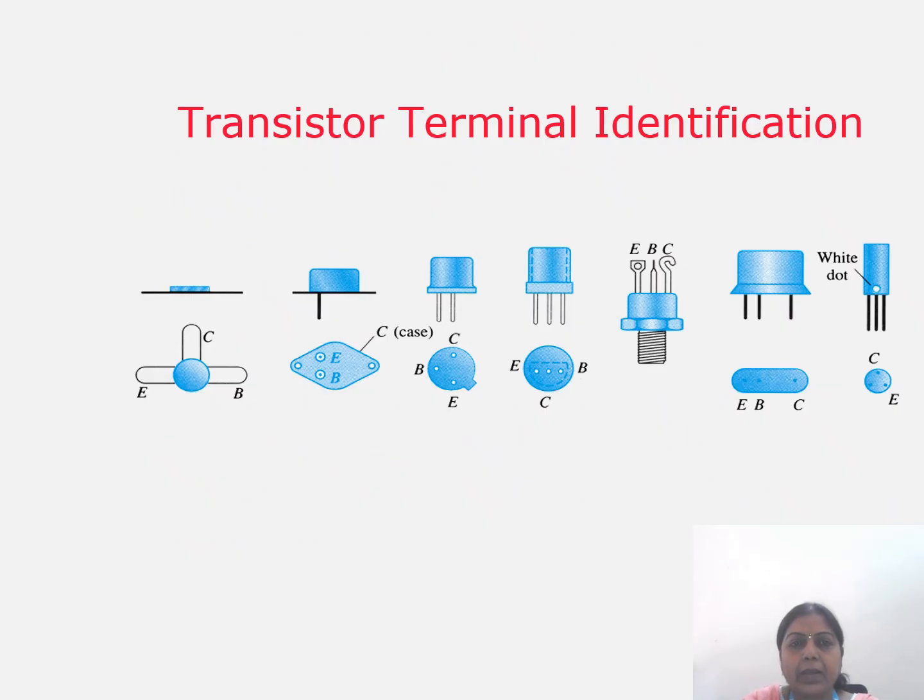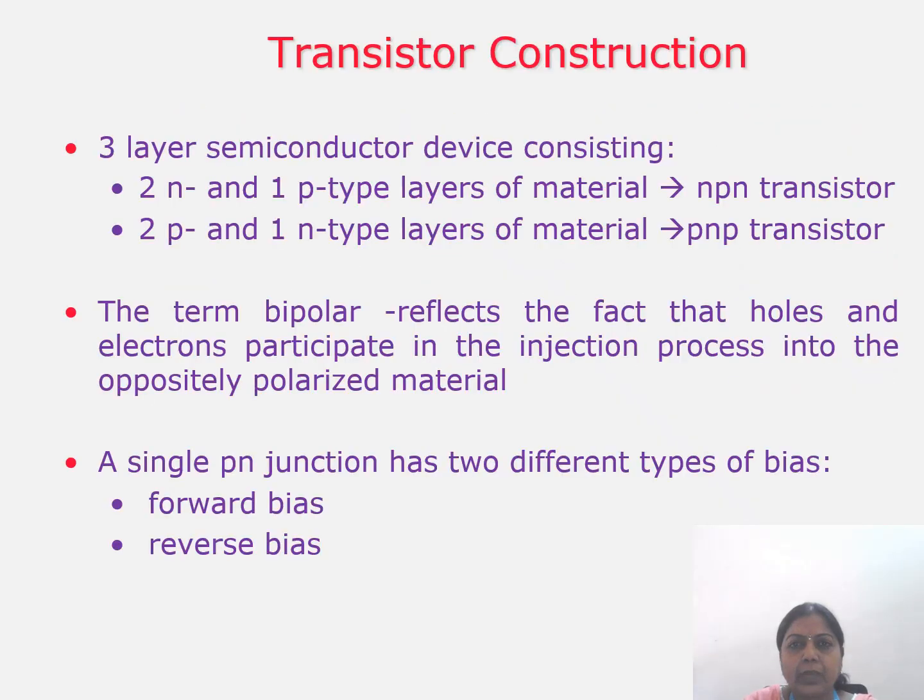So these are the practical transistors available in the market, with different shapes. Then construction of a bipolar junction transistor is based on the three layers, two junctions.